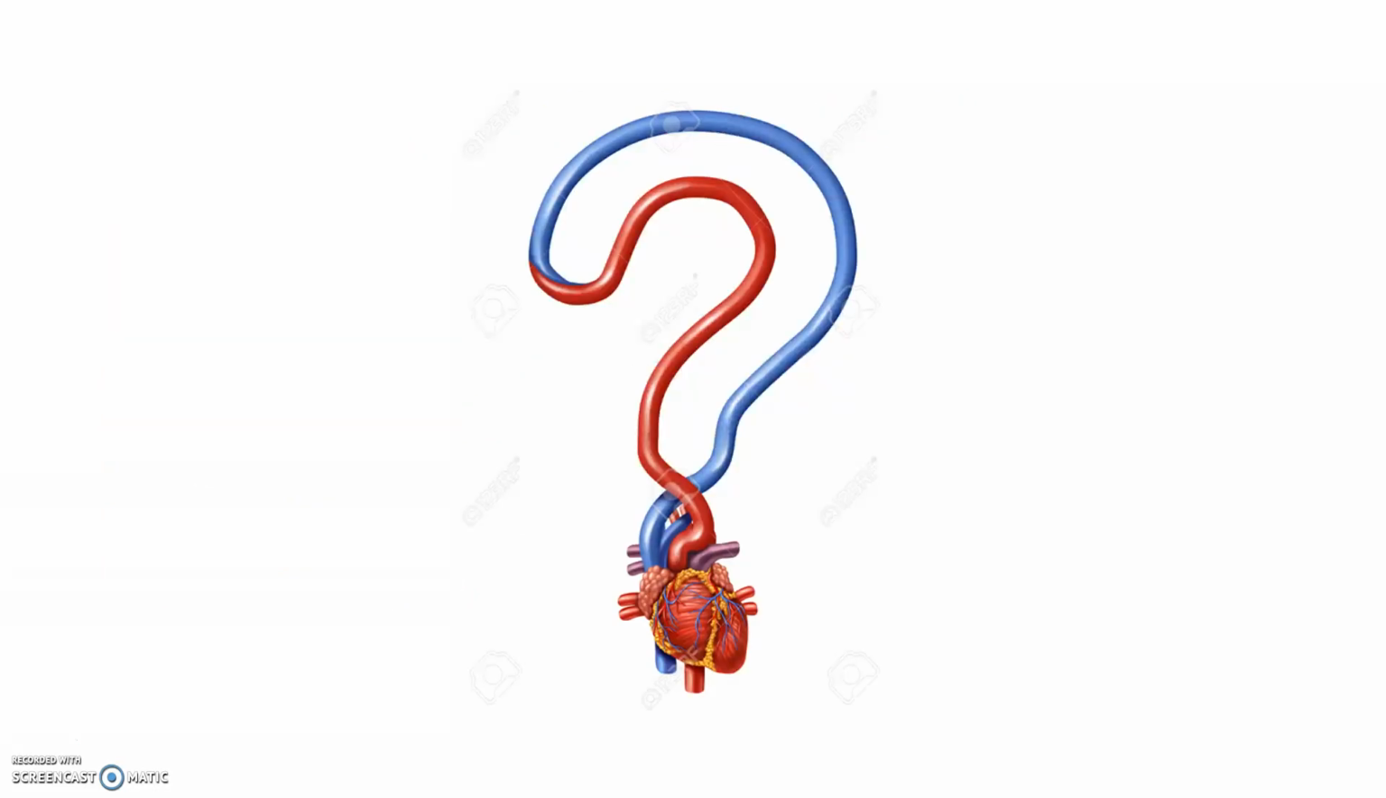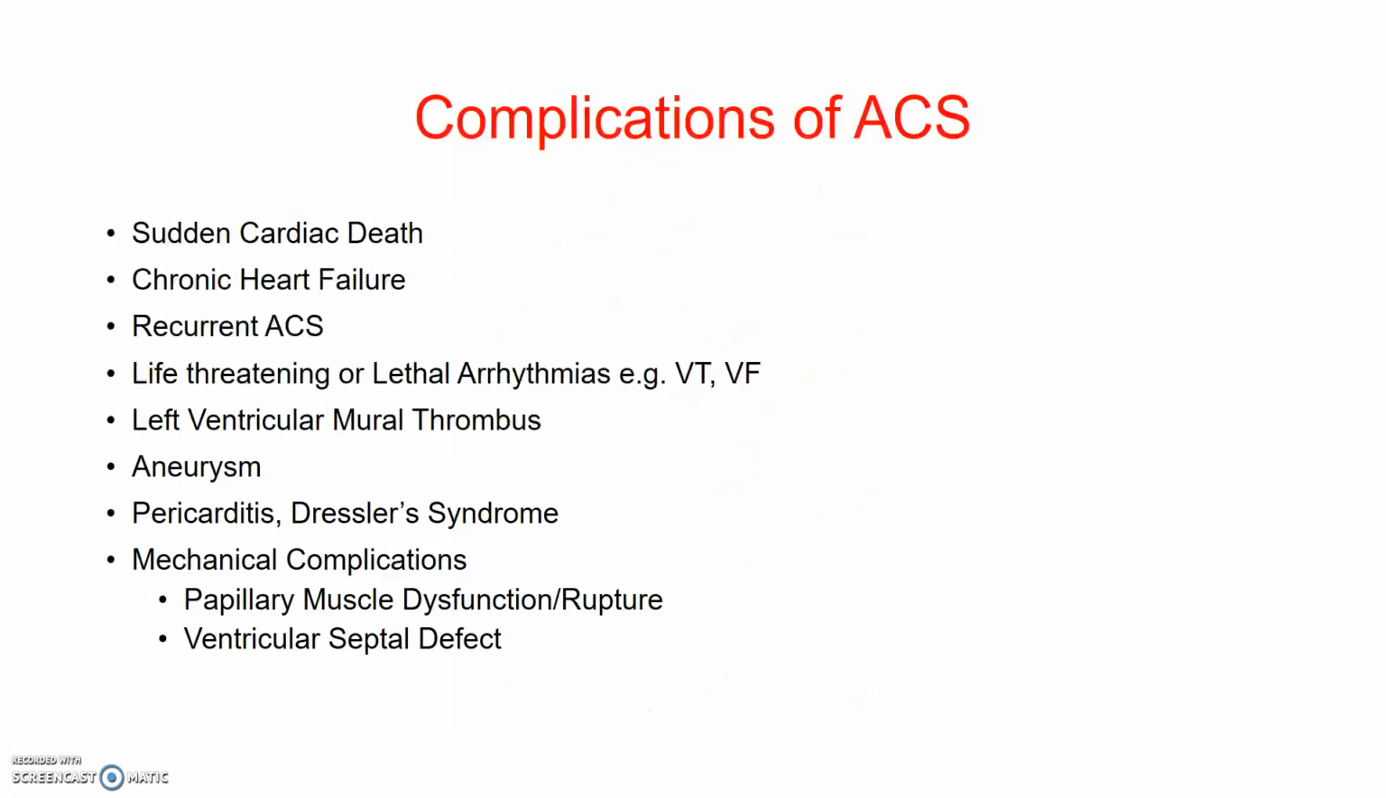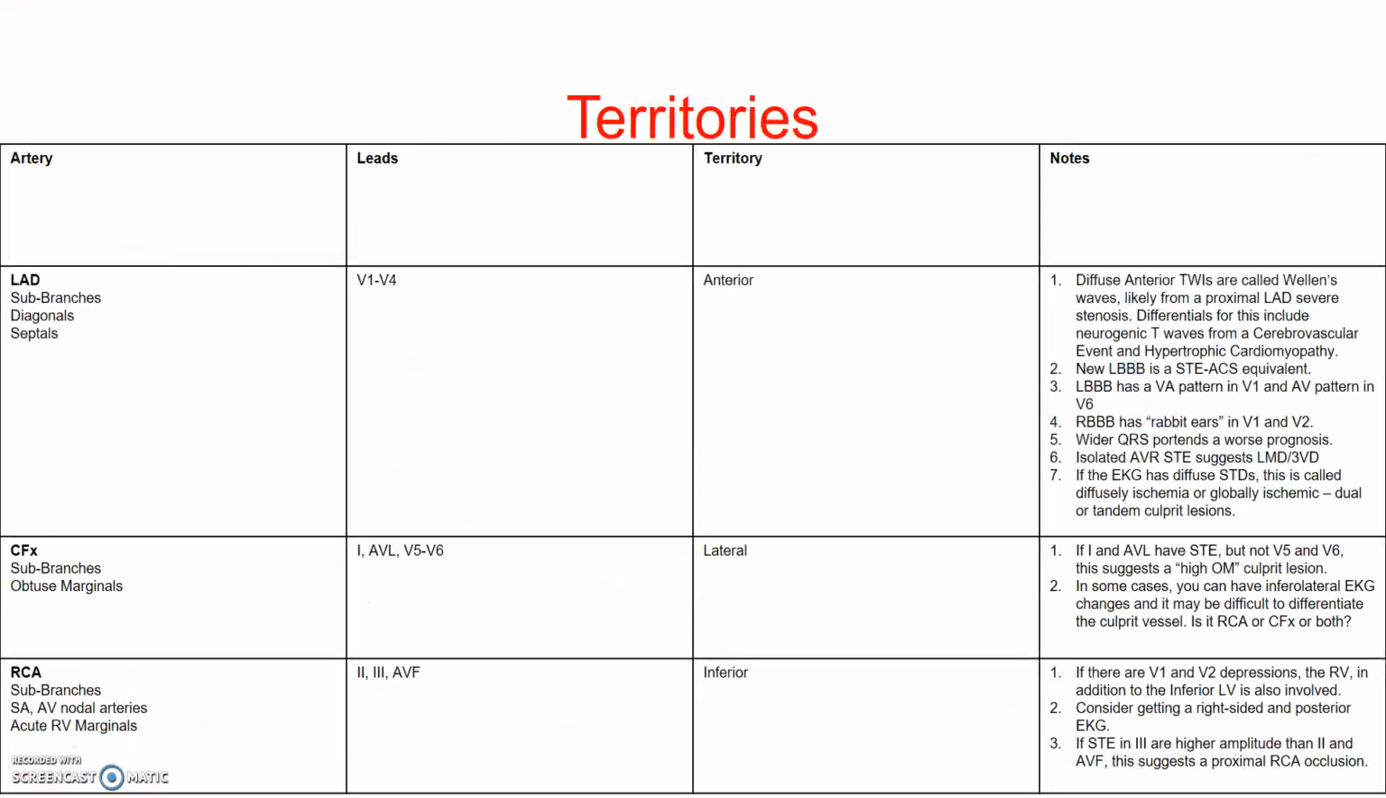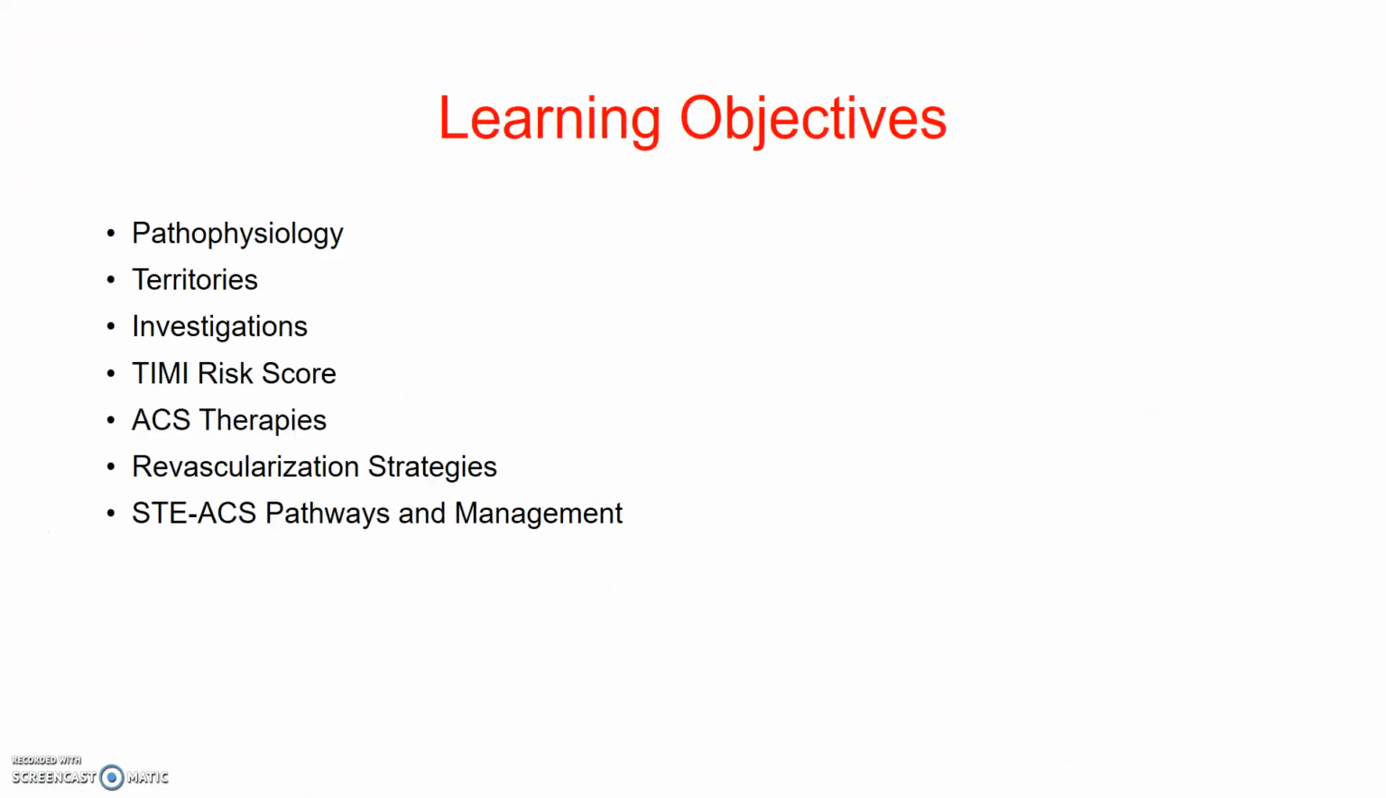That is our summary of acute coronary syndromes. Please note that we have discussed the objectives such as pathophysiology, territories, investigations, TIMI risk score, acute coronary syndrome therapies, revascularization strategies, and ST segment elevation acute coronary syndrome pathways and its management.